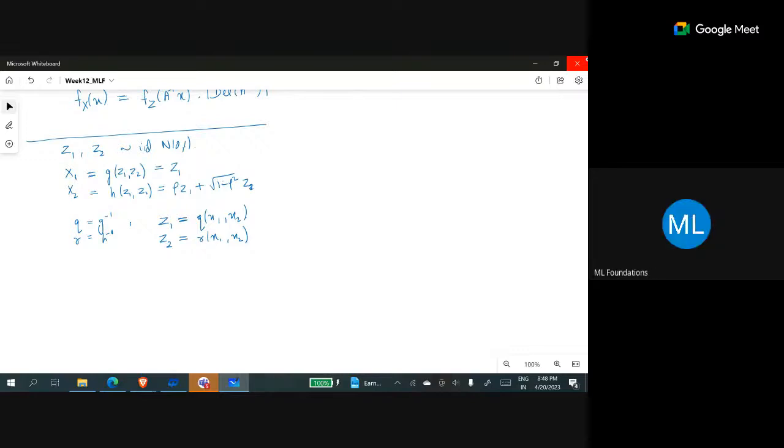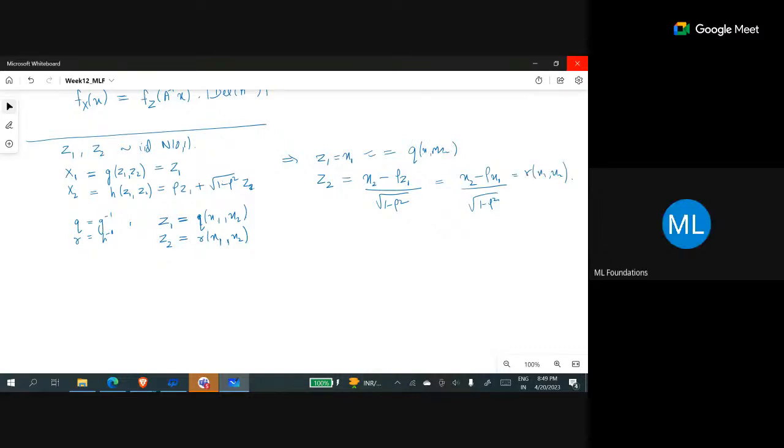You want these functions Q and R to be functions of x1, x2. So in order to get that, you want to write z1 in terms of x1, x2 and the same for z2. So you will find z1 equals x1. And z2, if you look at this equation, you can write as x2 minus rho z1 divided by root of 1 minus rho square. And this z1, from the first equation, I can write as x1. So you can write z2 as x2 minus rho x1 divided by under root of 1 minus rho square. So now z1 becomes our Q of x1, x2, and z2 becomes some function R of x1, x2.